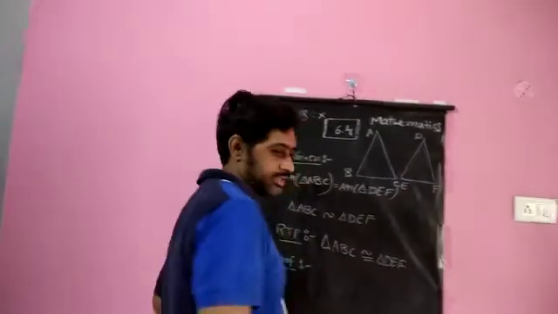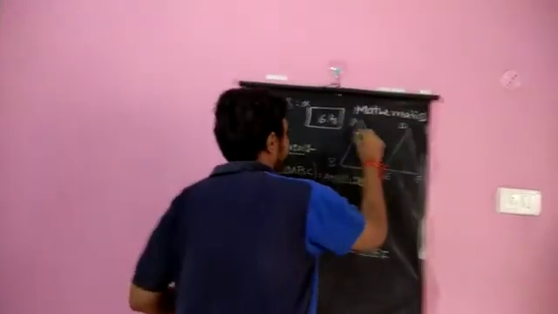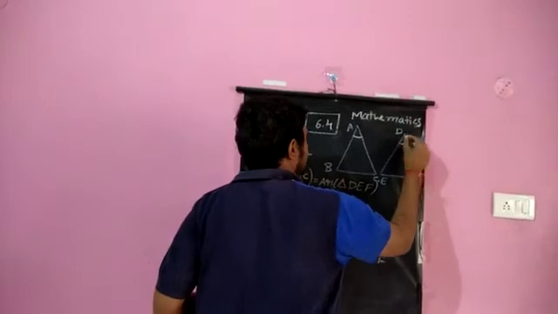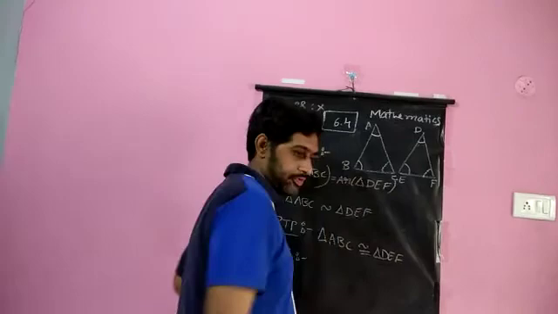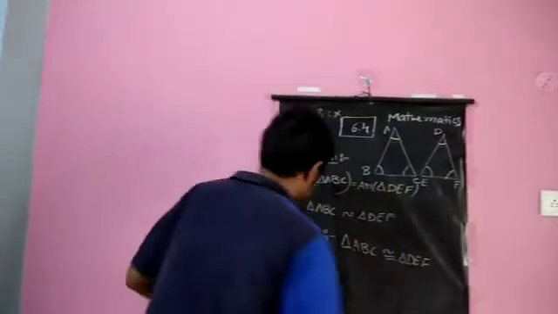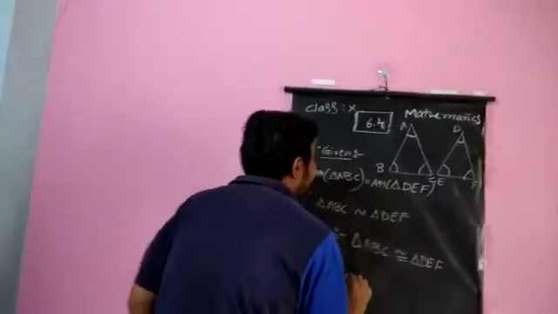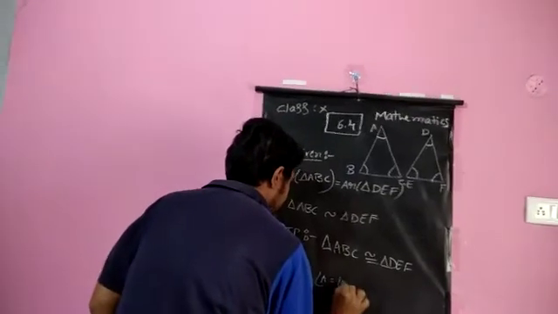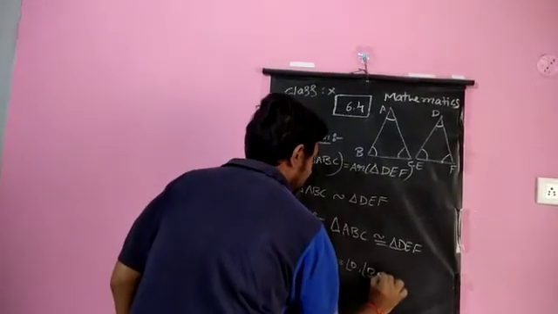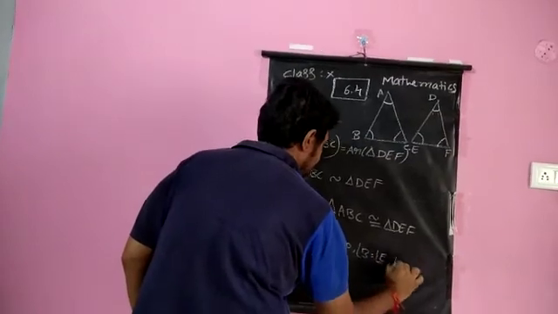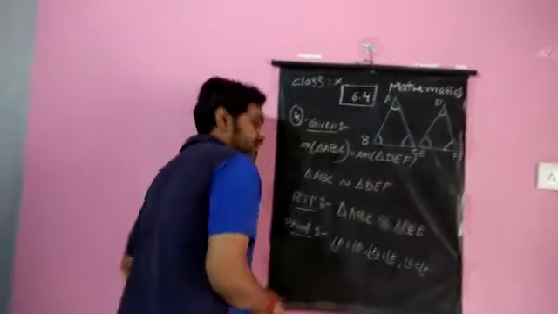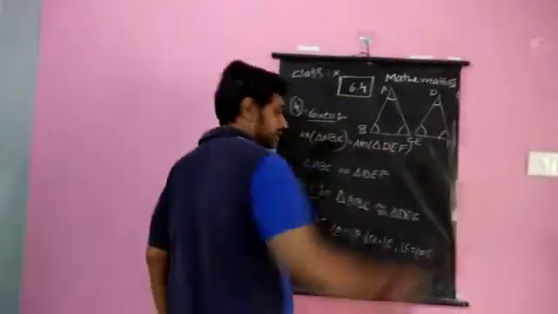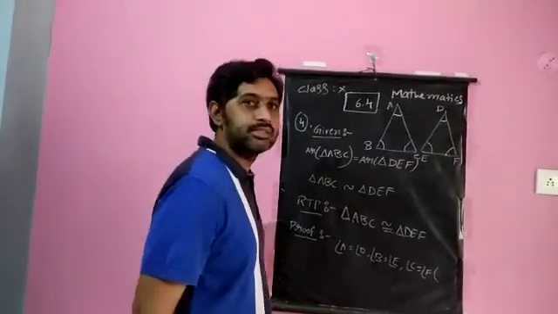As these two triangles are similar, their corresponding angles are equal. That means angle A equals angle D, angle B equals angle E, and angle C equals angle F. I am writing that here. The reason for that: corresponding angles of similar triangles are equal. And their corresponding sides are proportional.